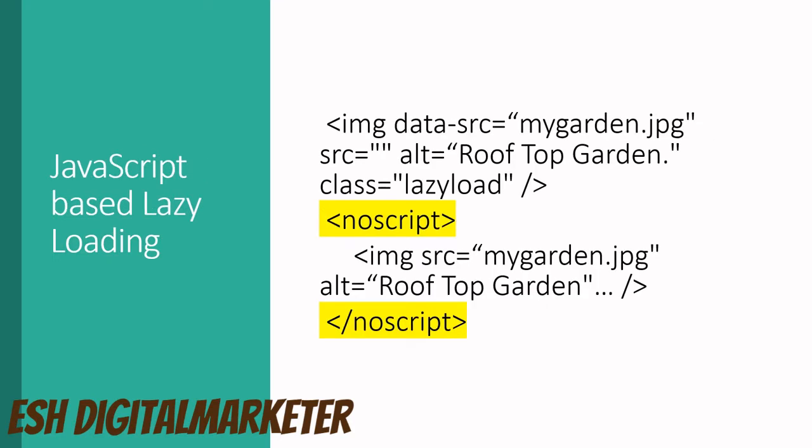The next approach is using JavaScript based lazy loading. There are many ways to lazy load images through JavaScript. One way is to download the lazysizes file from the library and implement it using the Intersection Observer API. So you can use JavaScript to implement the lazy load.